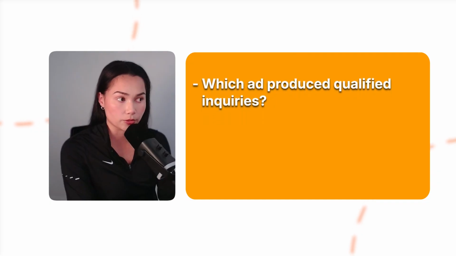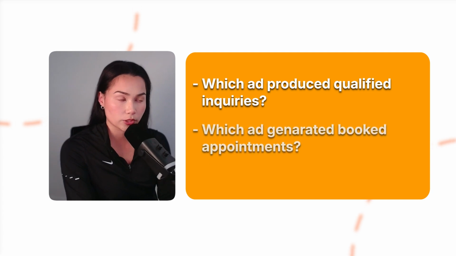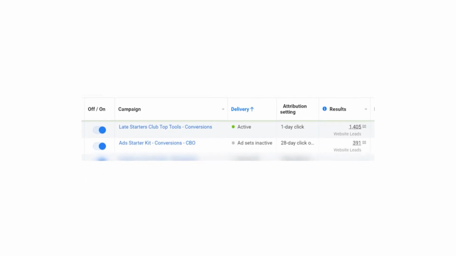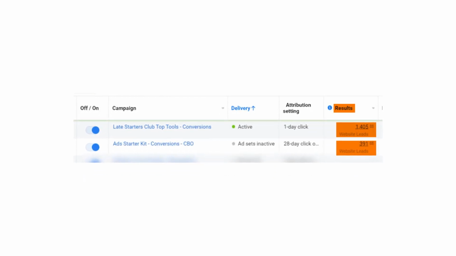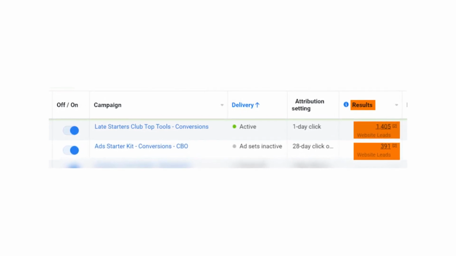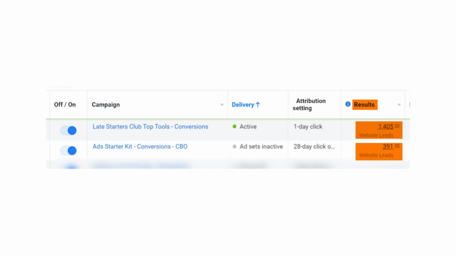This is why I would never judge creative on just the click-through rate alone. I want to know what happened after the click. Which ad produced qualified inquiries, which one generated booked appointments, and which one eventually contributed to revenue. The cheapest lead isn't automatically the best lead. We see this all the time, people screenshotting their Ads Manager dashboard with hundreds of leads at $2 per lead, but we're not actually seeing whether or not those leads became paying customers. Oftentimes, the leads are cheap because the barrier to become a lead is far too low.